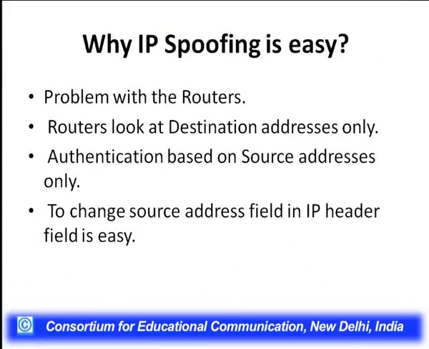The reason is that the routers will only check the source address. Once they check the source address, they will allow the message to pass through them. The same is the case with firewalls. Generally, firewalls are designed to check the source address. Authentication based on source address is only done by the firewall. So, changing the source address field in the IP header is very easy for the spoofer. There are specific programs which are available.